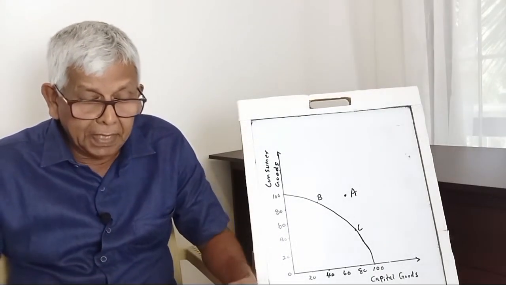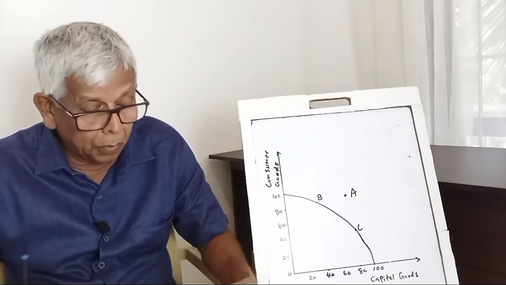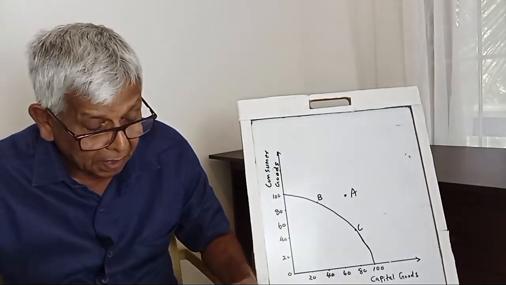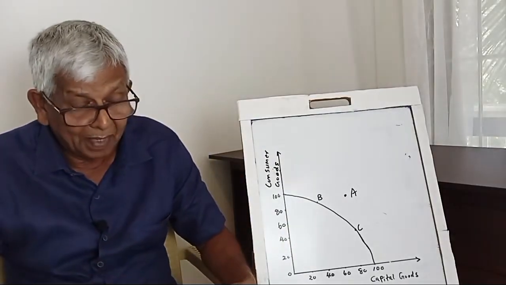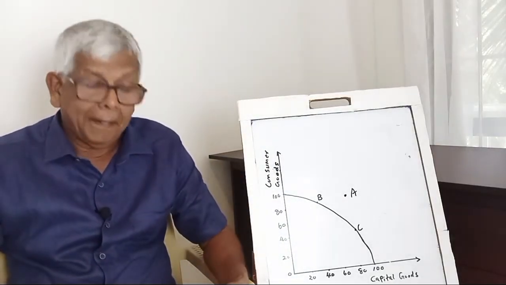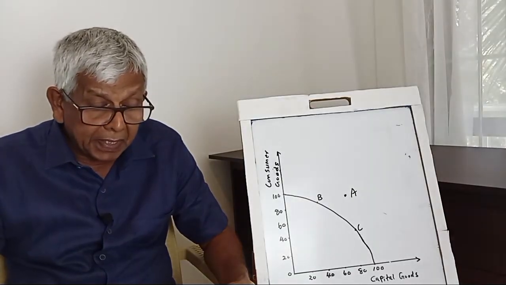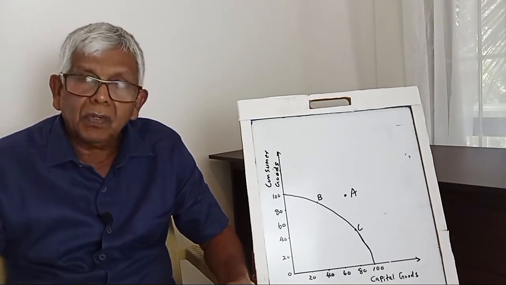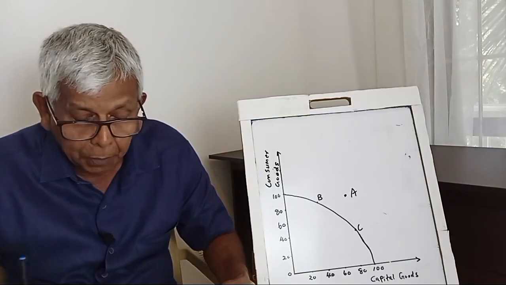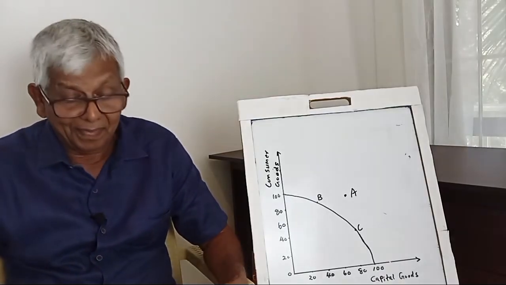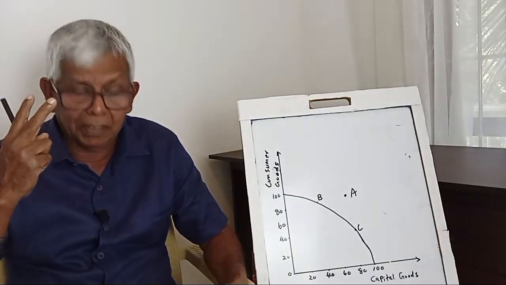Outside the PPC represents combinations of goods which cannot be attained. Okay. One mark for the correct diagram and one mark for the correct explanation. Total marks: 2.